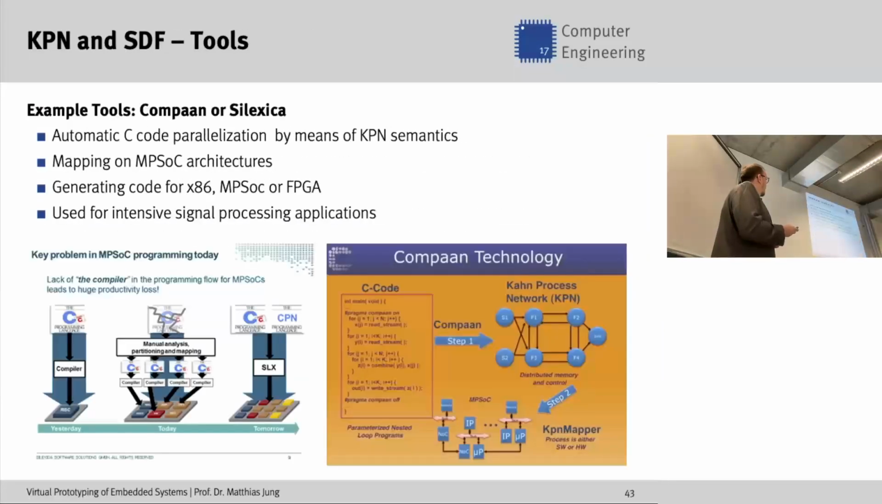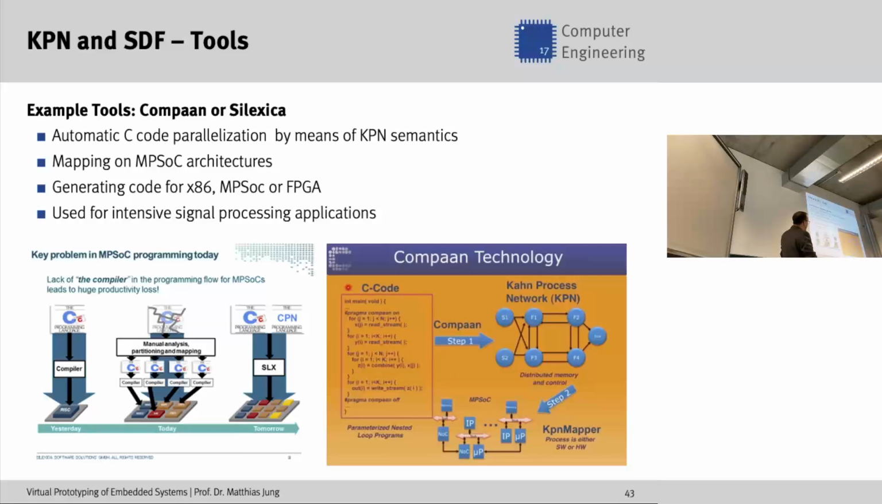So where are KPNs used actually? It's kind of interesting. Compilers are using that. There are actually two products with the goal to transform legacy code, which is written in a serial fashion, automatically into parallel code, so that you can execute it on a multi-core system or GPU or FPGA.